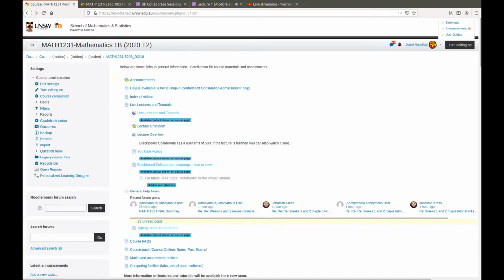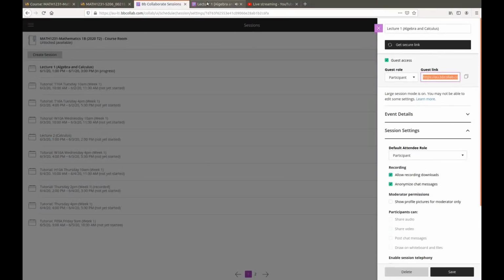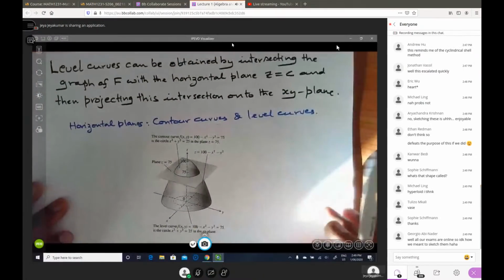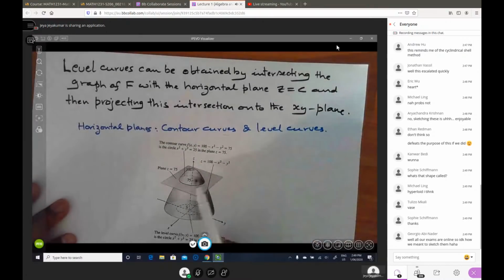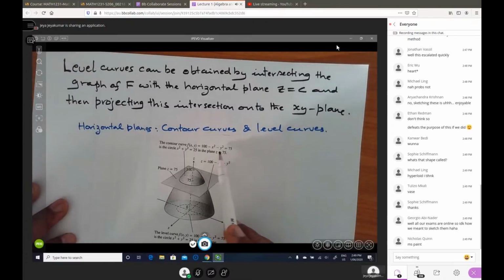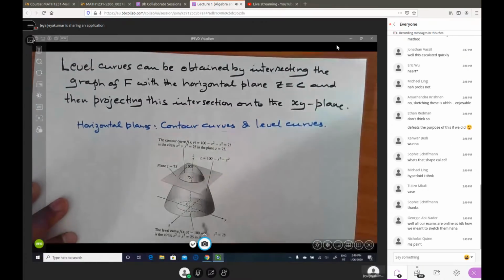So a level curve can be obtained by intersecting the graph of f with the horizontal plane, z equals c, and then projecting this intersection onto the xy plane. So this is a 3D. You can also interpret it like this. If you look at the surface like this, that surface is given by the formula 100 minus x squared minus y squared, right? So that's the surface here.